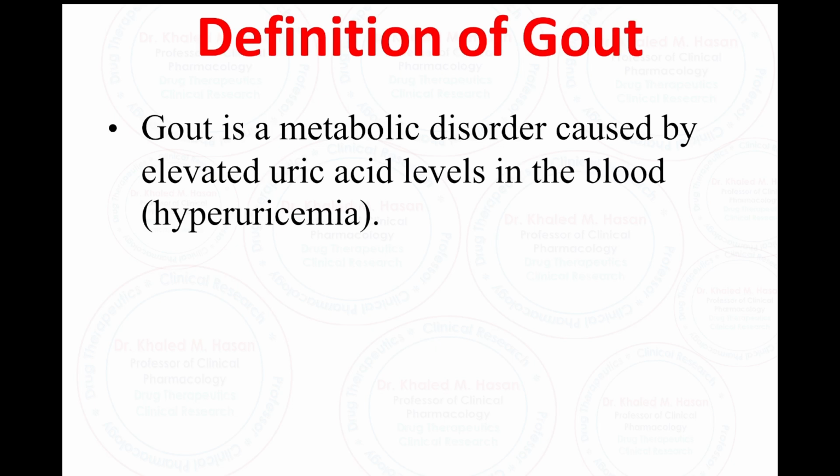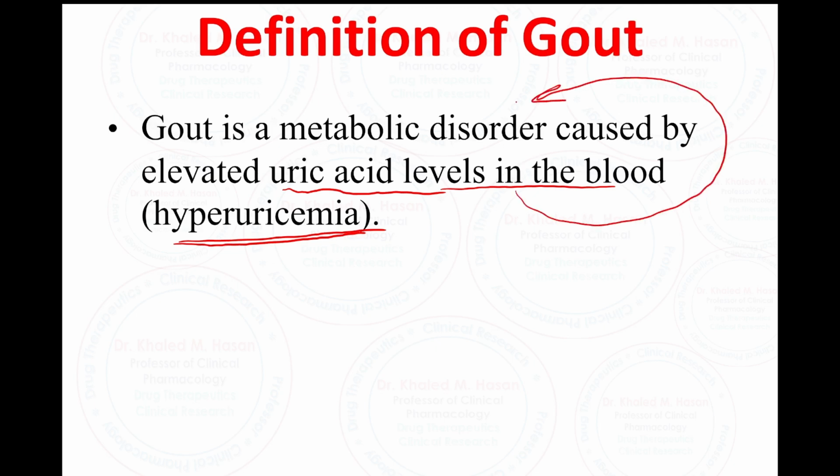Okay, we will start first with the definition of gout. Gout is a metabolic disorder caused by elevation of uric acid in the blood. So we call this case hyperuricemia. The definition of hyperuricemia is an increased level of uric acid in the blood, and that will lead to the metabolic disorder.